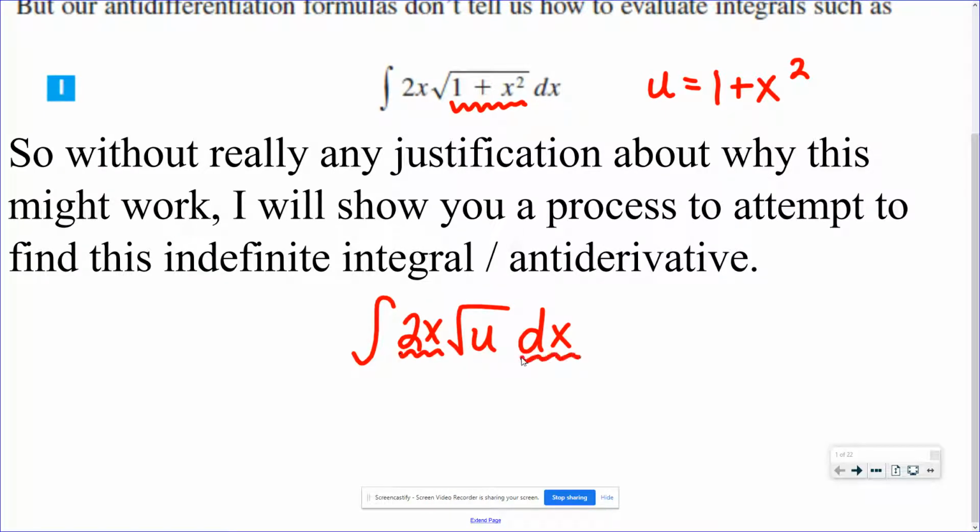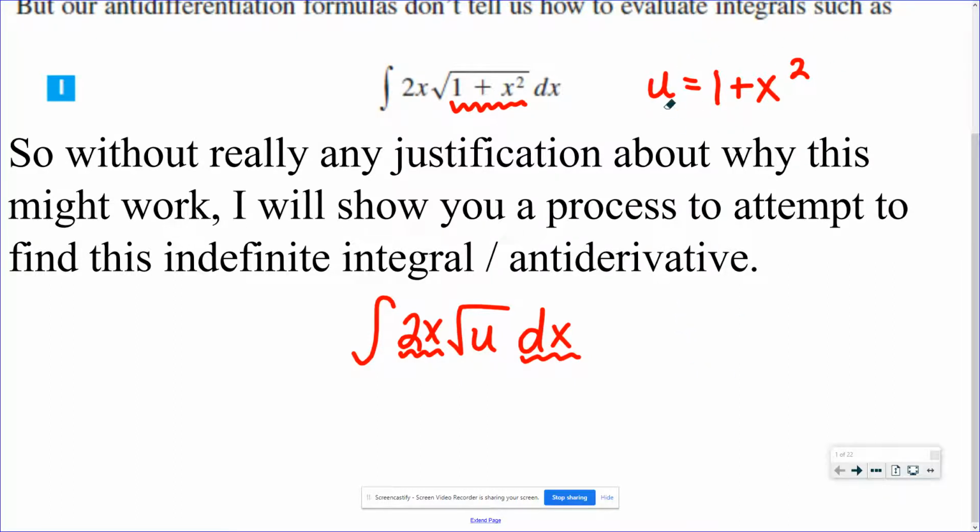Now the issue at this point in time is that I can't really integrate yet because I have x's and then I have u's. So not everything's on the same playing field, if you will. Your next step is going to be to figure out how you can change everything into u's. We want everything to be the same variable-wise, so that we're analyzing everything in terms of one variable.